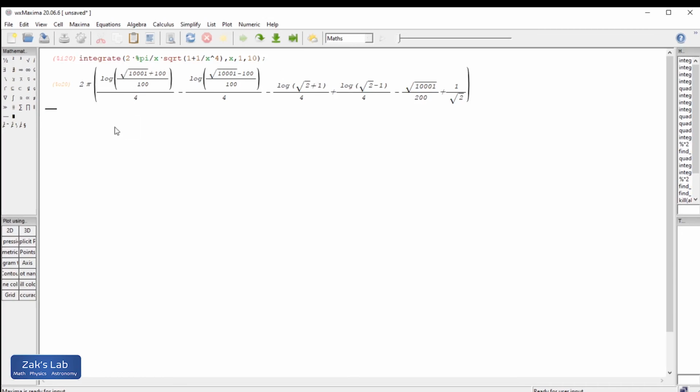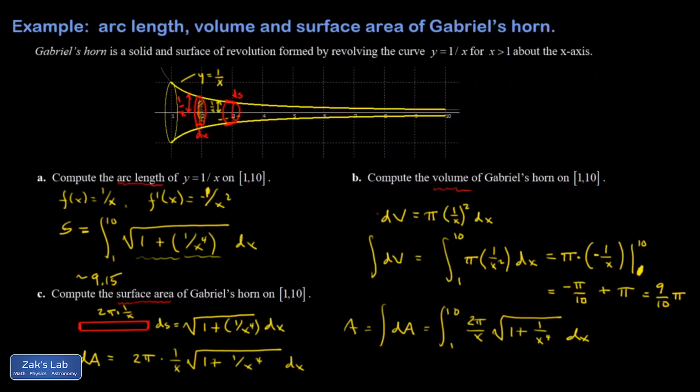I could get a decimal approximation for this just by using the float command, or I could go back to the beginning and change to quad_qag to just use a numerical integration technique. But since it came out in exact form, I can go ahead and use float. So 15.2-ish, I'd say, is good enough.